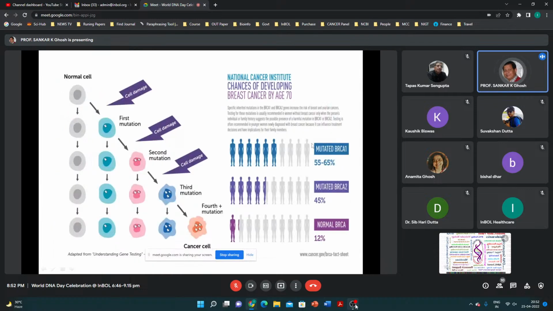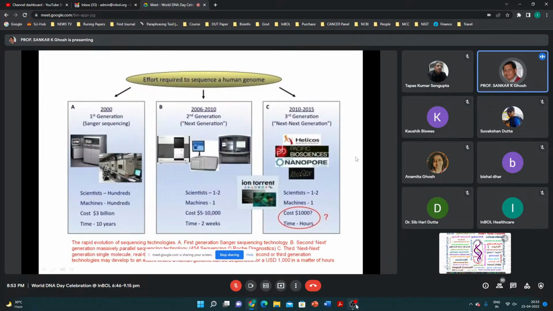Okay, so why is this cancer happening? Because multiple mutations make the cancer happen. And the first generation of DNA sequencing came up in 2000, that means the Sanger sequencing, which the Human Genome Project started from and continued with the Sanger sequencing.